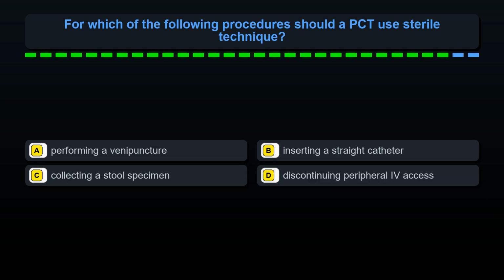Question 4. For which of the following procedures should a PCT use sterile technique? Option A. Performing a venipuncture. Option B. Inserting a straight catheter. Option C. Collecting a stool specimen. Option D. Discontinuing peripheral IV access.